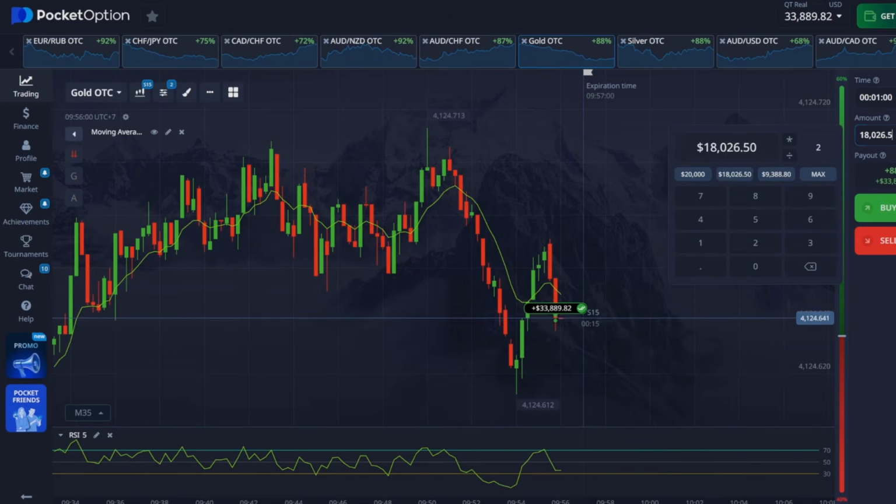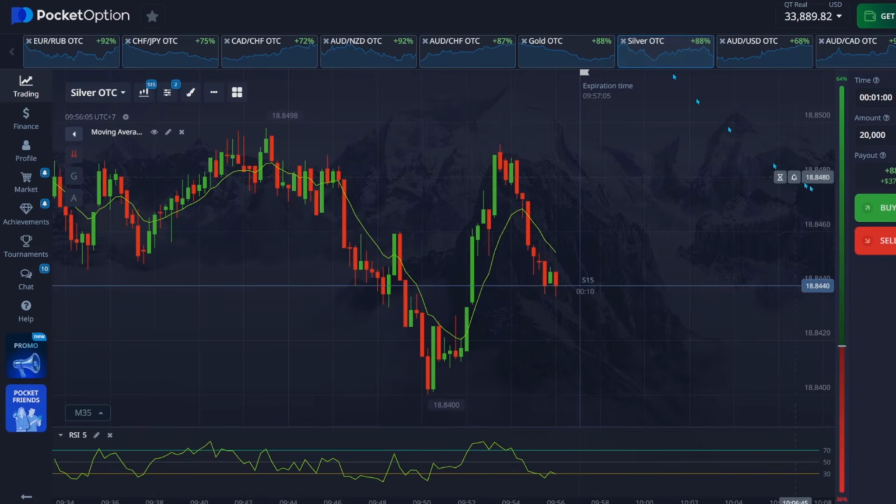Profit. Another precise entry. Let's open the market again and look for the next valid setup.